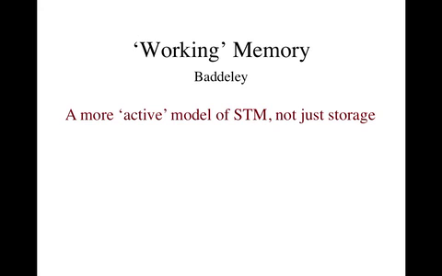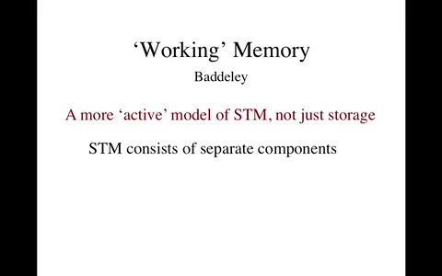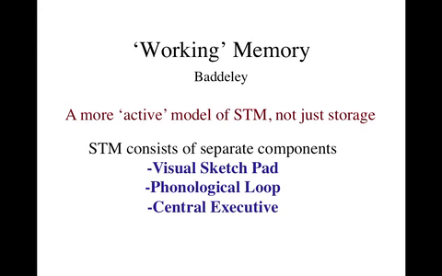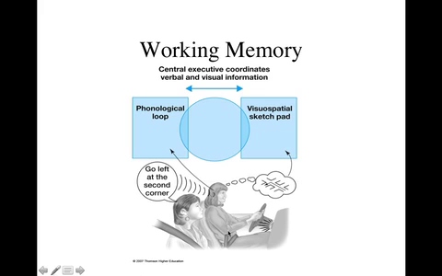This brings us to the working memory model of short-term memory, which came after the Atkinson and Shiffrin model, and suggests a more active model of short-term memory, not just storage. So short-term memory in this case consists of three separate components: visual sketchpad, phonological loop, and the central executive. The working memory model also makes the distinction between visual and auditory memory very explicit, and also has this additional component, the central executive.